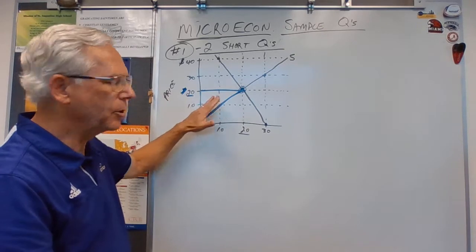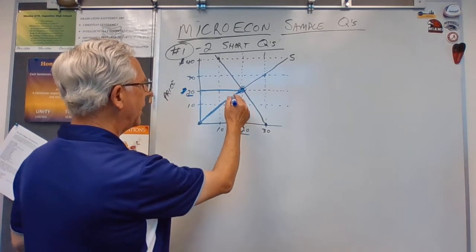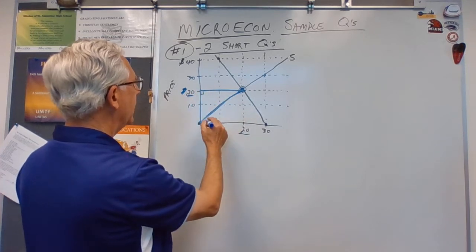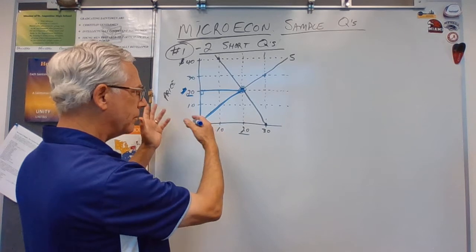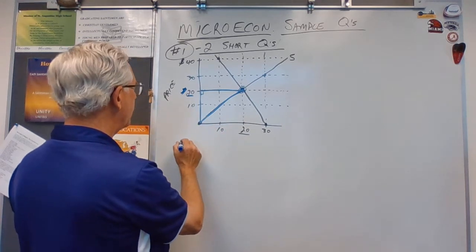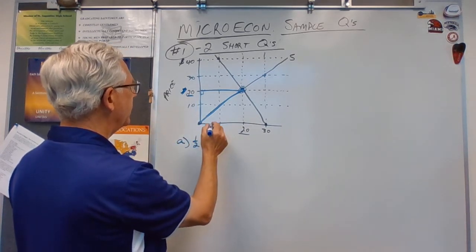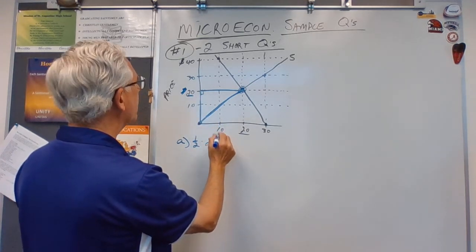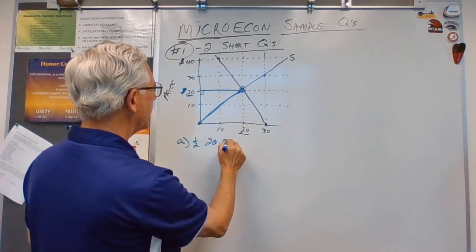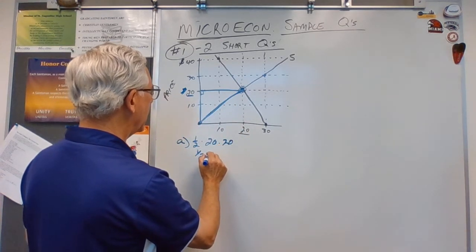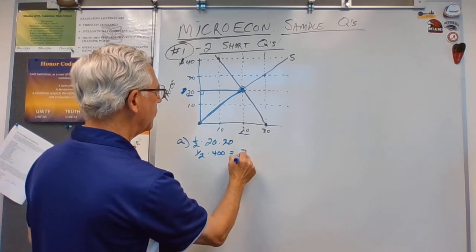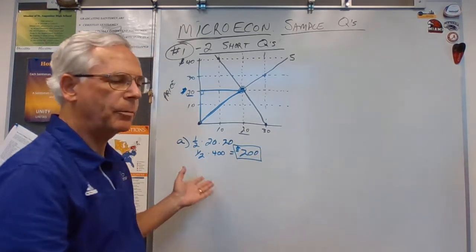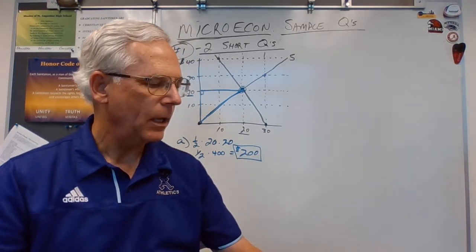Okay, remember what the producer surplus is. How do you calculate that area? It's a triangle. It's a right triangle. So you can calculate 1/2 height times width. Okay, so for part A, it's 1/2 times 20 times 20. Well, that's 1/2 times 400, which is 200. So $200 is the producer surplus in part A.